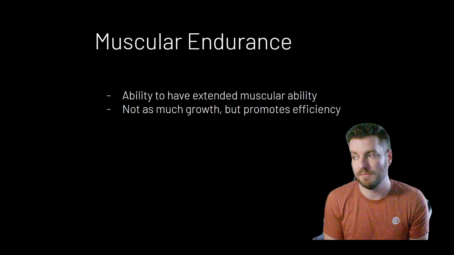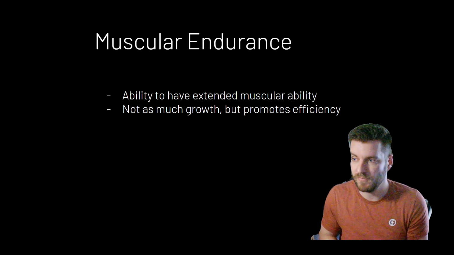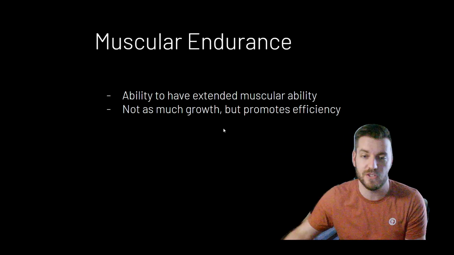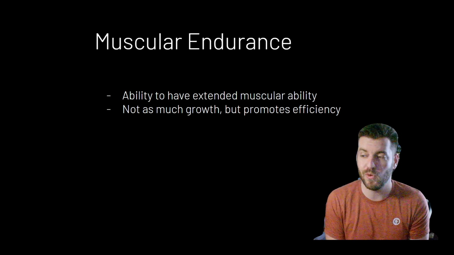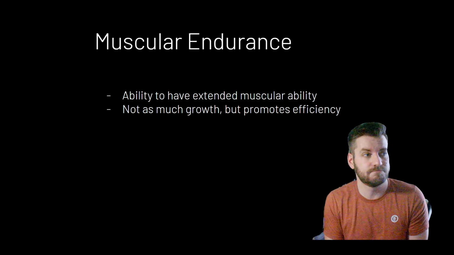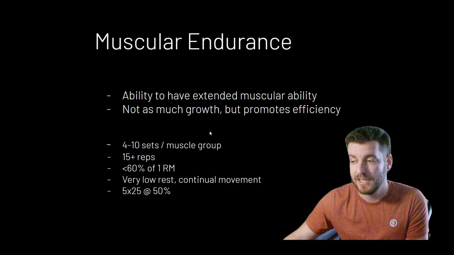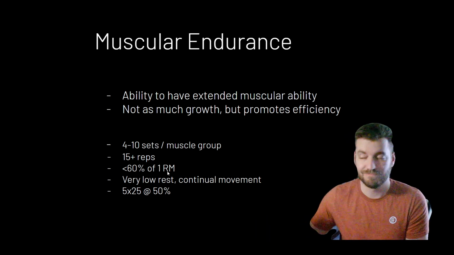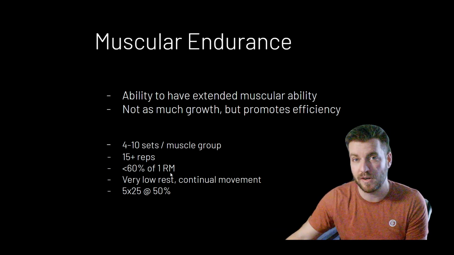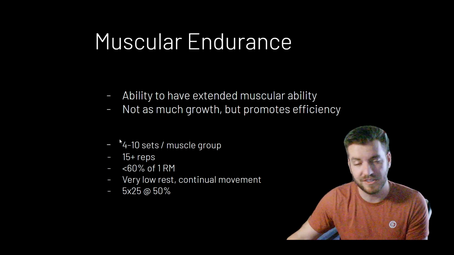I don't train muscular endurance all that often on purpose, because I think you can get it a lot of different ways. But typically it's stuff that you do in class settings like Zumba or Body Pump, or maybe the Insanity workout. These things work muscular endurance because it's a lot lighter than the other adaptations. It's less than 60% of your 1RM, so it's going to be pretty light. You're going to do more than 15 reps per set, and you're going to be doing a ton of sets.